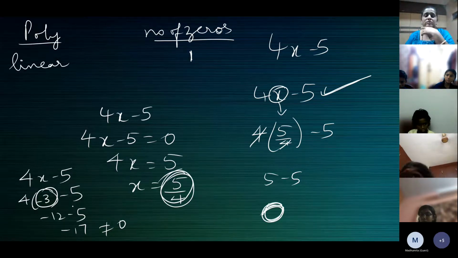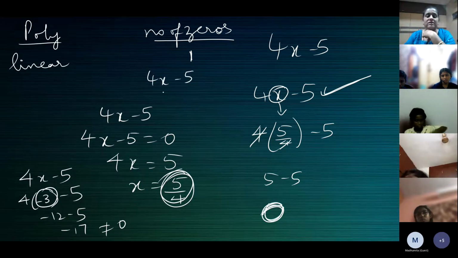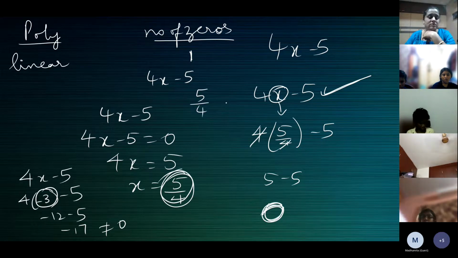A linear polynomial has 1 zero. In fact, it is 1 and only 1 zero. And that zero, for 4x minus 5, is 5 by 4.